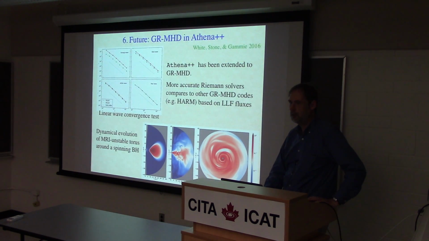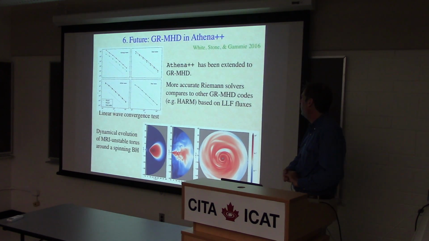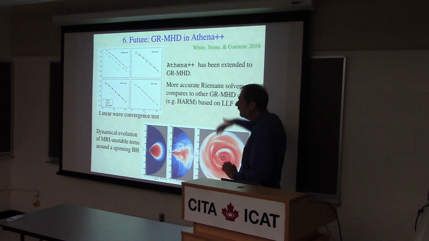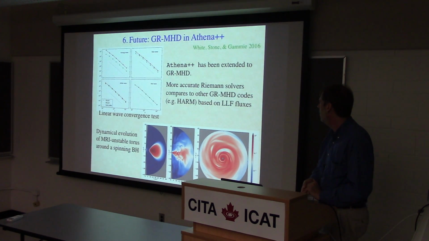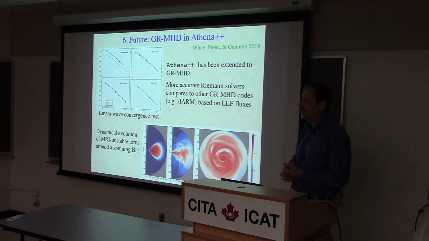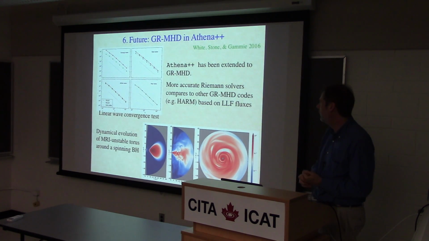So let me conclude with some future work. I mentioned we have this GRMHD working in the code now using stationary spacetimes. We're using more sophisticated Riemann solvers compared to the standards used in most GR codes. Maybe the best known code around is HARM, which uses a so-called local Lax-Friedrichs method, a very diffusive Riemann solver.